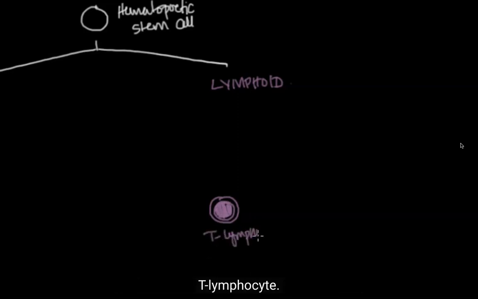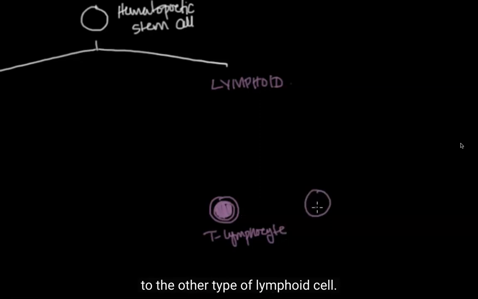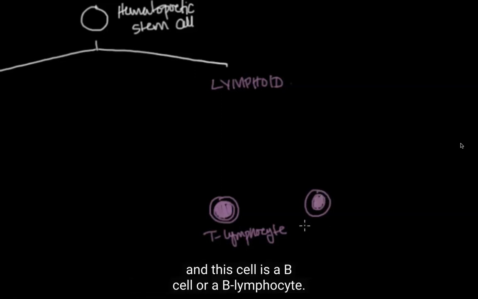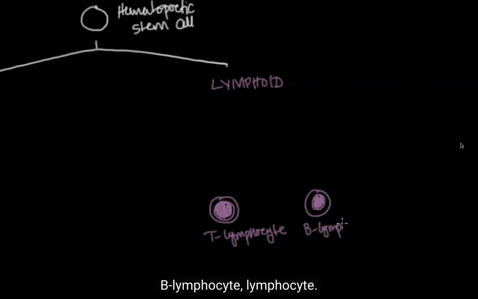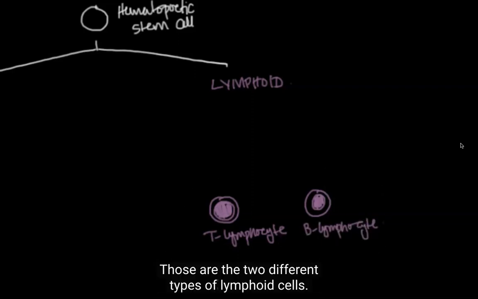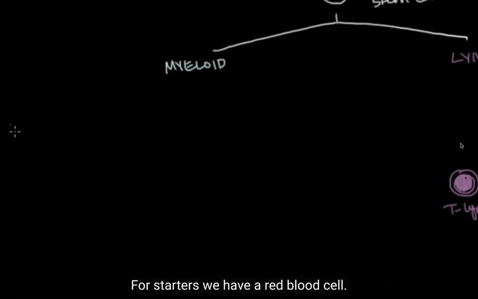So a T lymphocyte. And it's very similar in appearance to the other type of lymphoid cell. So this cell also has a nucleus that takes up the majority of the cell. And this cell is a B cell or a B lymphocyte. So B lymphocyte. So those are the two different types of lymphoid cells. What about the different types of myeloid cells? Well, for starters, we have a red blood cell.